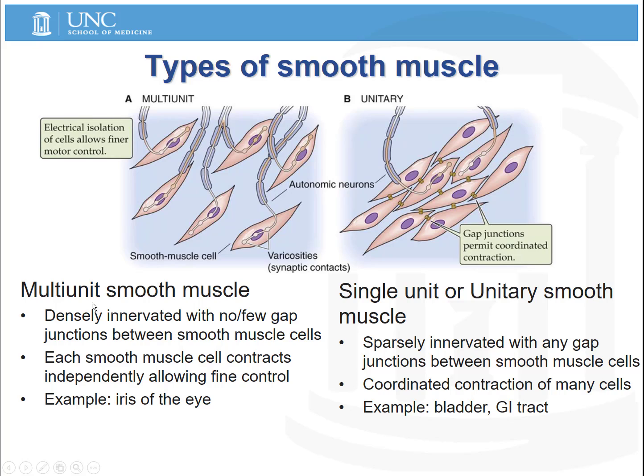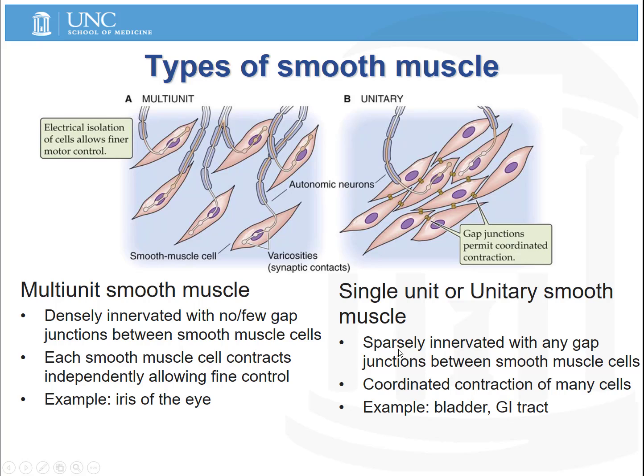So multi-unit smooth muscle cells are densely innervated, but there are few gap junctions to connect the smooth muscle cells. This type of electrical isolation really allows each smooth muscle cell to contract independently of its neighbor, and this allows really fine motor control. This type of smooth muscle is found in the iris of the eye, for example, where you want that really fine control.